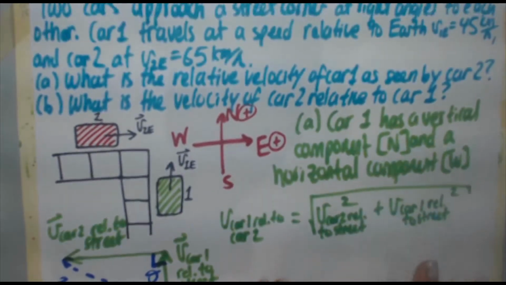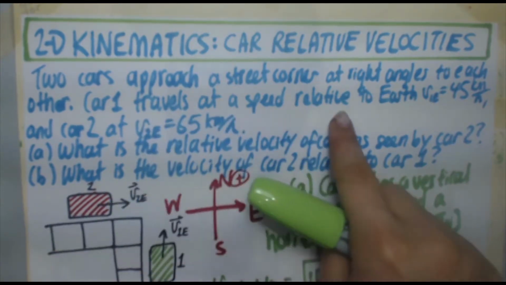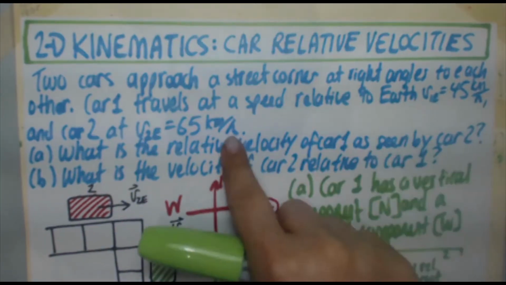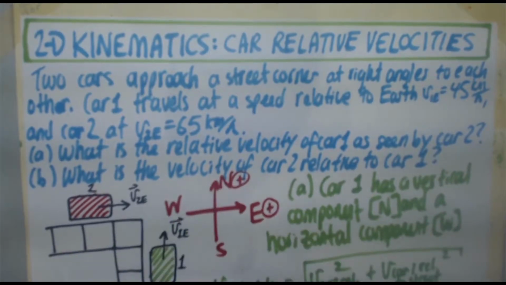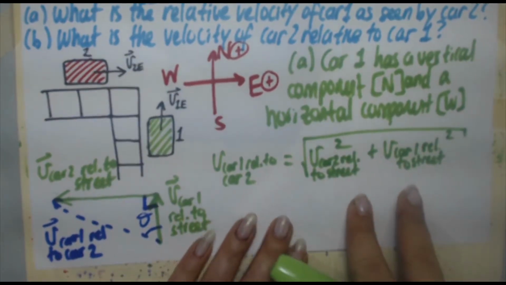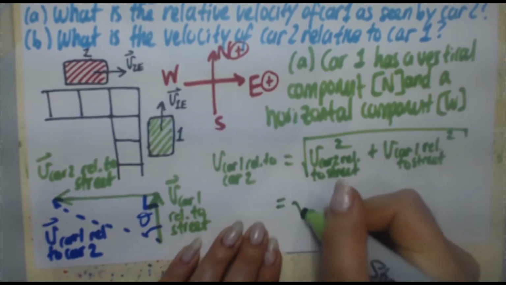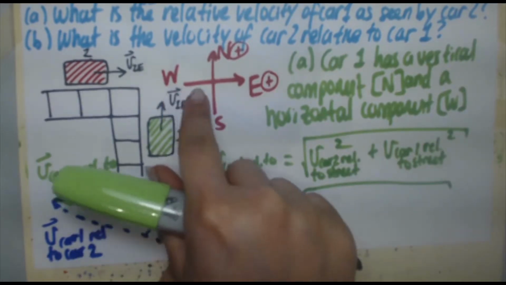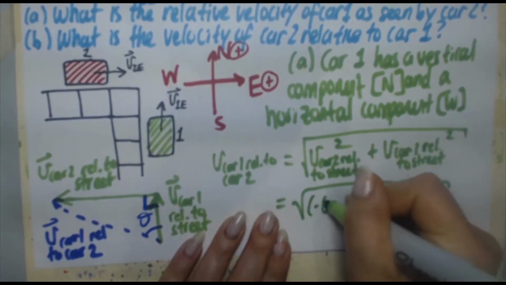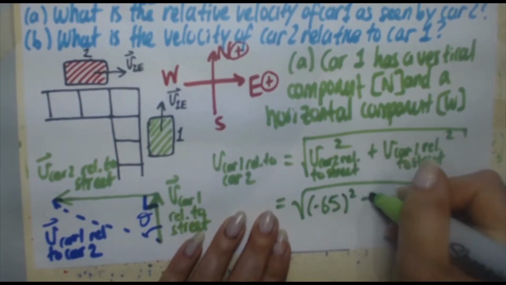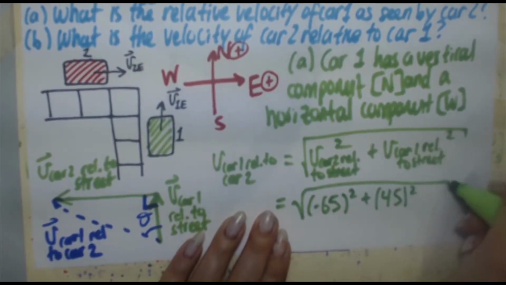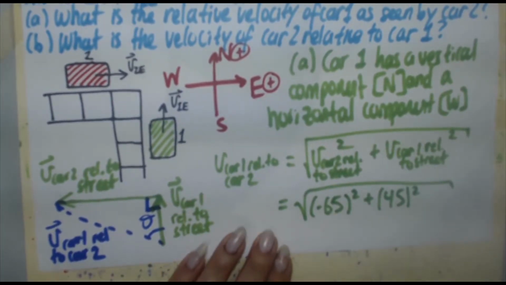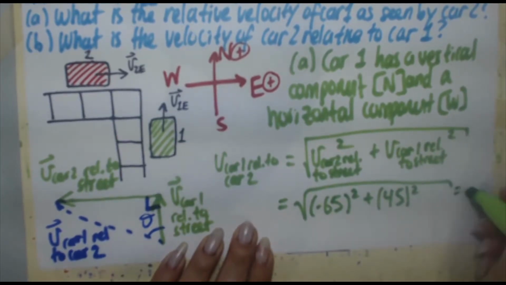Okay, so now take a look at this. Car 1 travels at a speed relative to Earth of 45 kilometers an hour. Car 2 at 65 kilometers per hour. It's the same numbers. We're just doing it from a different point of view. So car 2 relative to street, that's still 65, but since we're assuming it to be going in the westward direction, that's what we declare to be negative here. So negative 65 squared plus positive 45 squared. And you can see here the signs really don't make a difference because you're squaring them. They're going to disappear anyways. And when you solve that, you get 79 kilometers per hour.